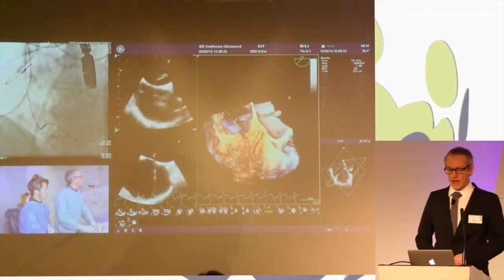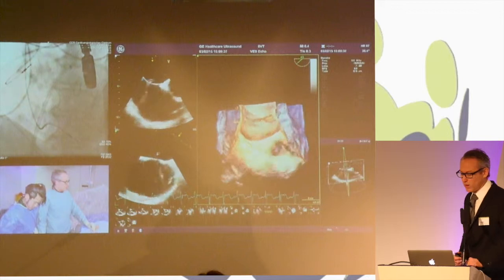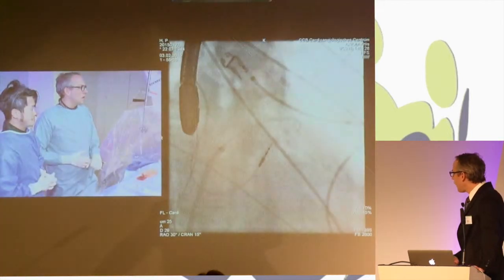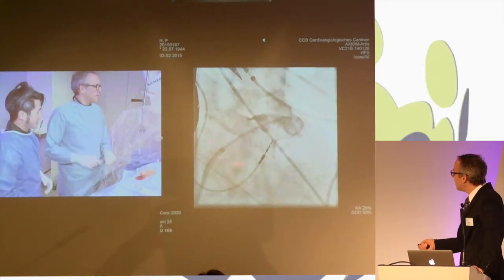And probably now, if I ask the question again, most of you would say, okay, this is much, much better, and we'll ease the procedure from that point on. Our next step in the lab is an angiography of the left atrial appendage.